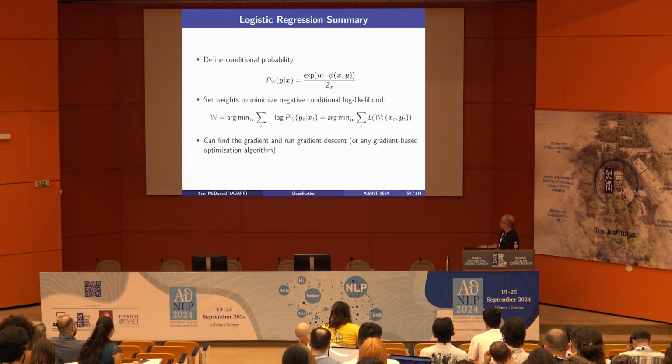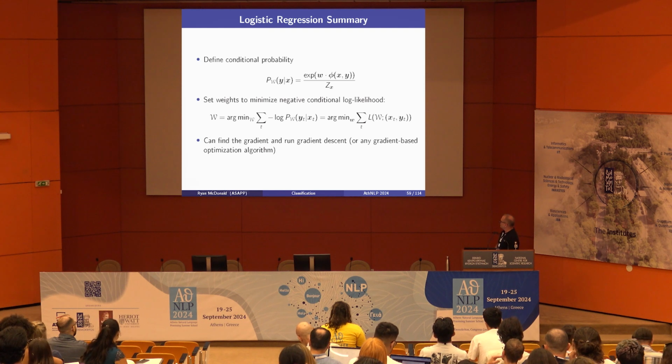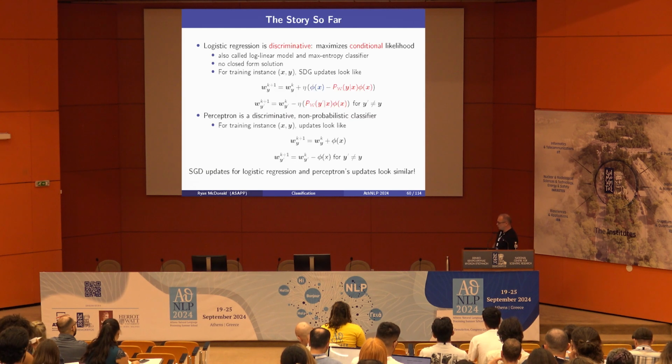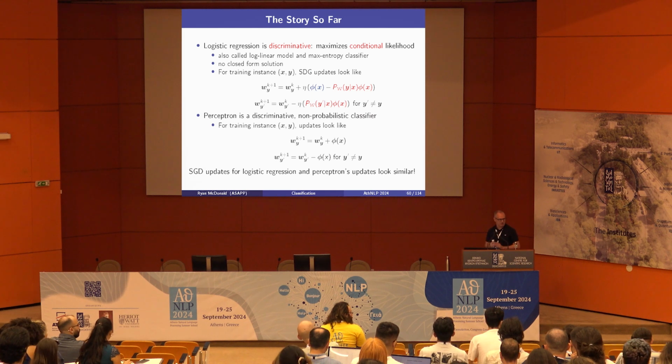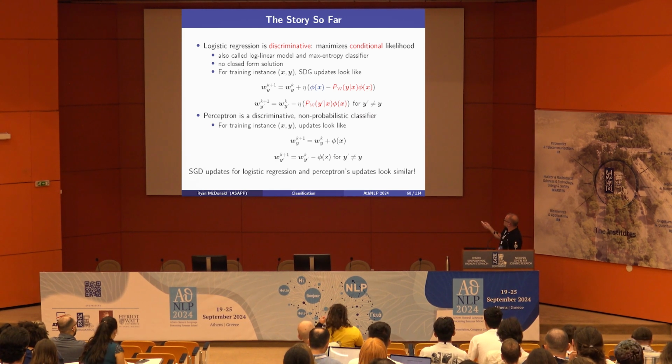So logistic regression summary: we define a conditional probability, set weights to minimize the conditional log likelihood, find the gradient and run gradient descent. Right, the story so far. I'm going to end here, I think. I think this is the time for the break. And this is what I mentioned here. Logistic regression: maximize the conditional likelihood.